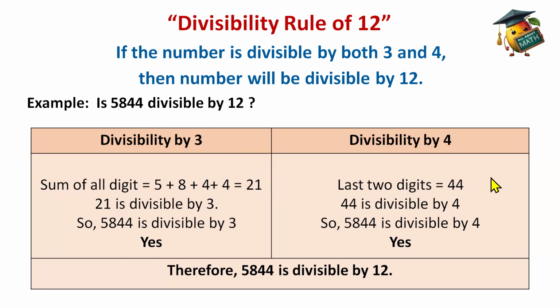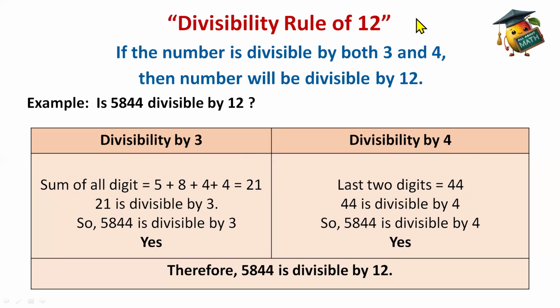Last two digits are 44. 44 is divisible by 4. 44 comes in the table of 4. So this given number is divisible by 4 as well. So both are yes. Again, this number is divisible by 12. Again, if any one of them is no, then the number will not be divisible by 12.